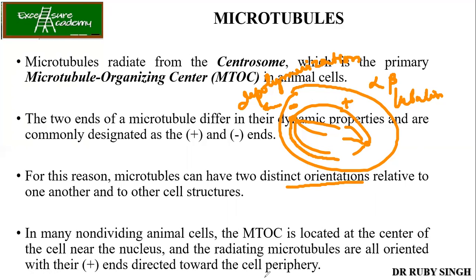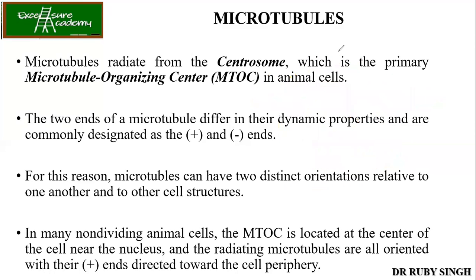In this case, the MTOC is located at the center of the cell near the nucleus. The radiating microtubules are all oriented with a plus end directed towards the cell periphery. So you will have it like this, plus end over here, and near the centrosome it will be negative. Please remember this point, it is important.